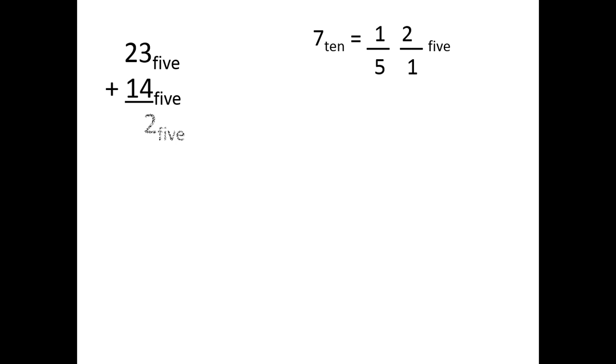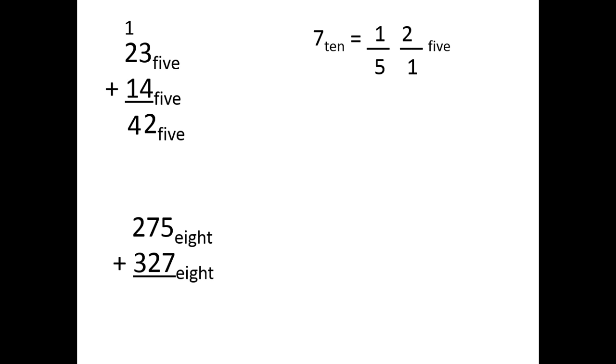Now the 2 ones we'll write in the 1s column. The 1 five we will regroup into the 5s column. And now in that 5s column we have 1 plus 2 plus 1. 1 plus 2 is 3, 3 plus 1 is 4, and 4 is an allowable digit in base 5. We don't have enough to regroup if we only have 4 of something in base 5. So our sum is 4, 2, base 5.